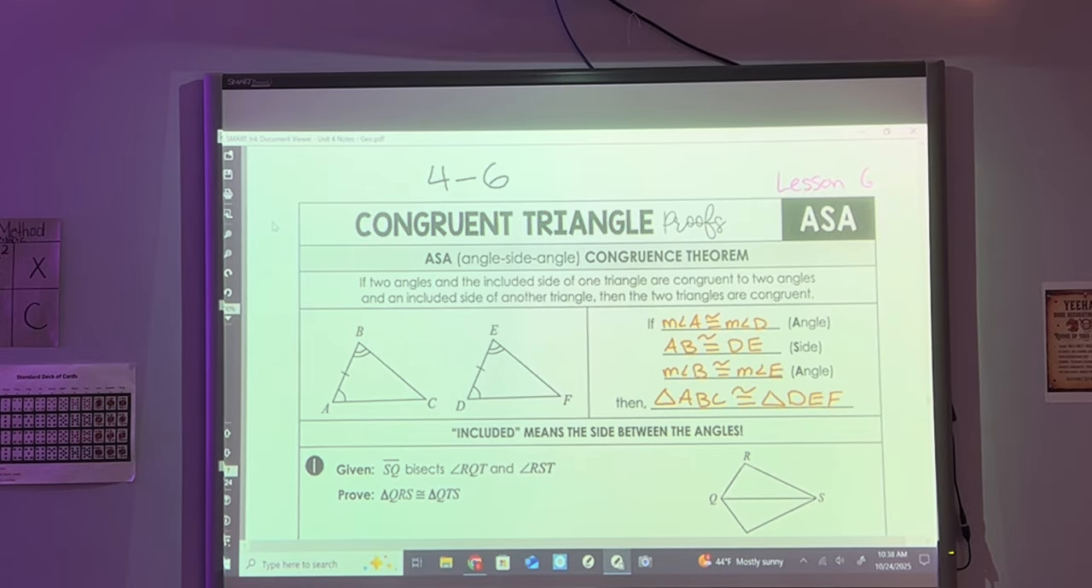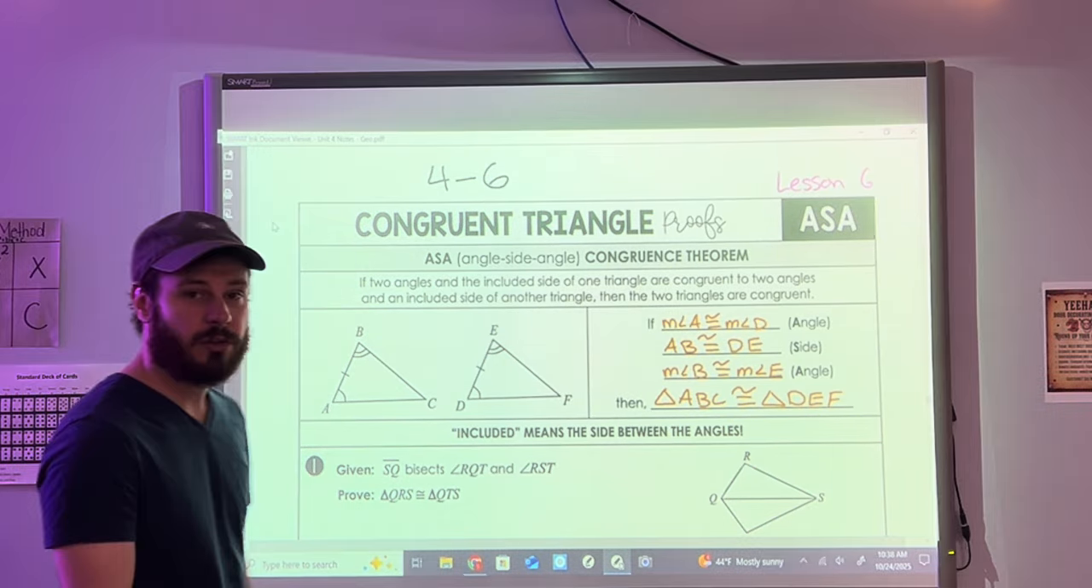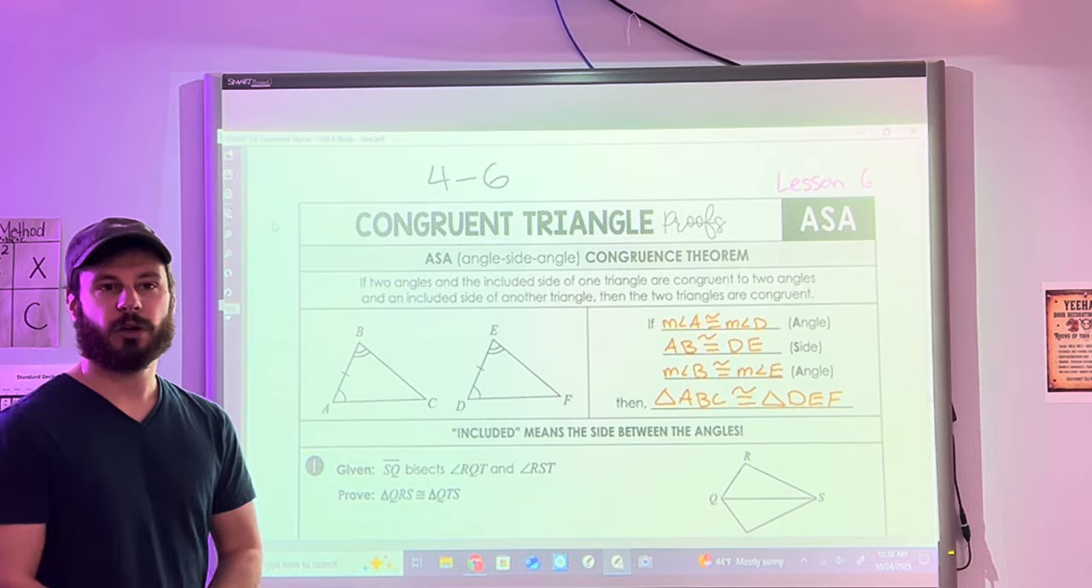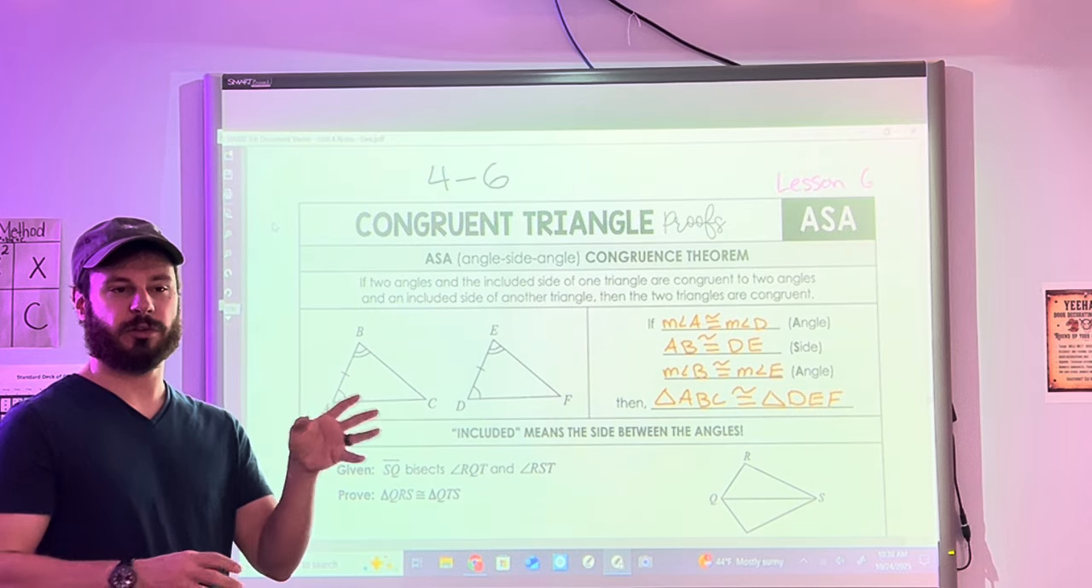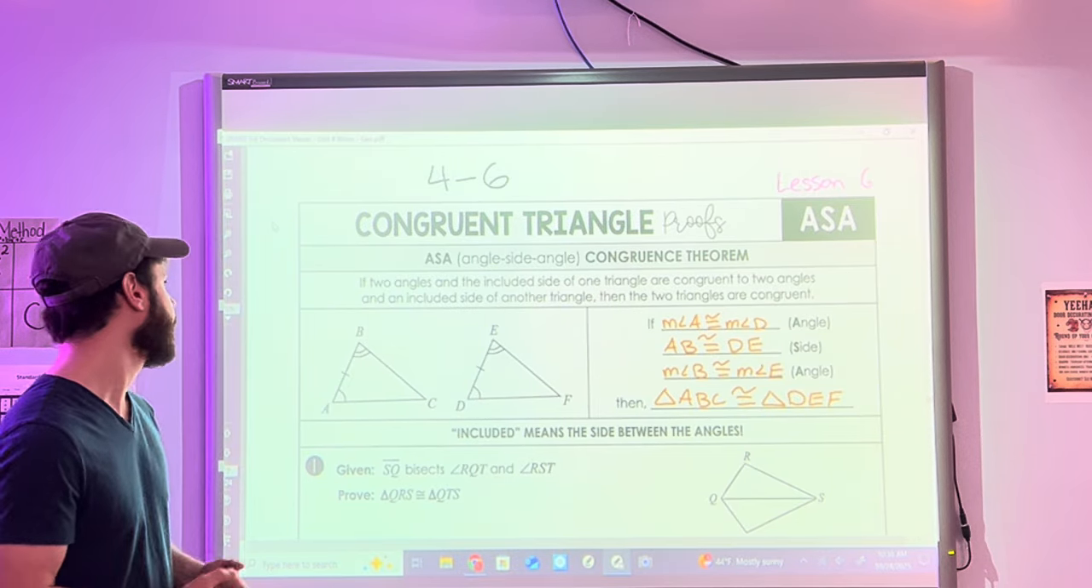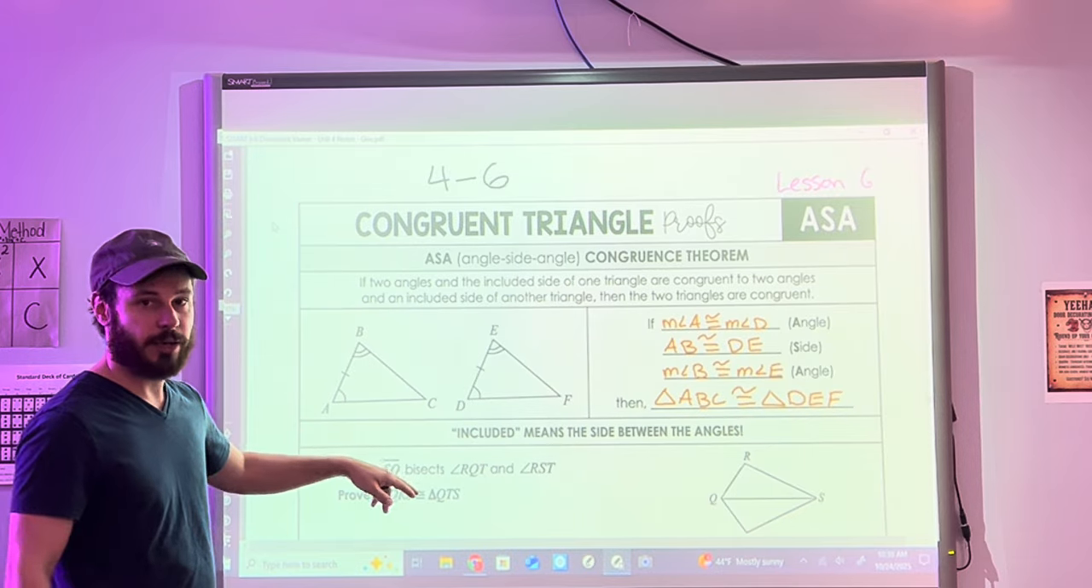All right, lesson 4.6, we're gonna learn 3 new ways to determine if triangles are congruent. Each of these are less involved than the other ones. We're not gonna deep dive into these three as much as we did the other 2. We're gonna hit them kind of quick and keep going. So the first one is angle, side, angle.